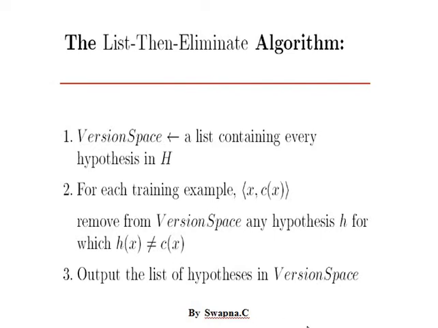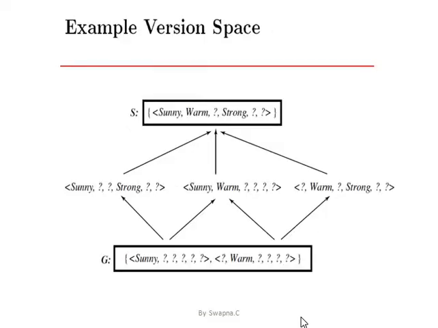So this is the list-then-eliminate algorithm to find the version space. By this algorithm, we can find the version space. Here we gave an example of how we get the final version space. In machine learning, from the concept learning topic, we continuously use one example, that is EnjoySport, with 4 training examples. We are giving the explanation for EnjoySport. So this is the final version space for EnjoySport with the 4 instances.